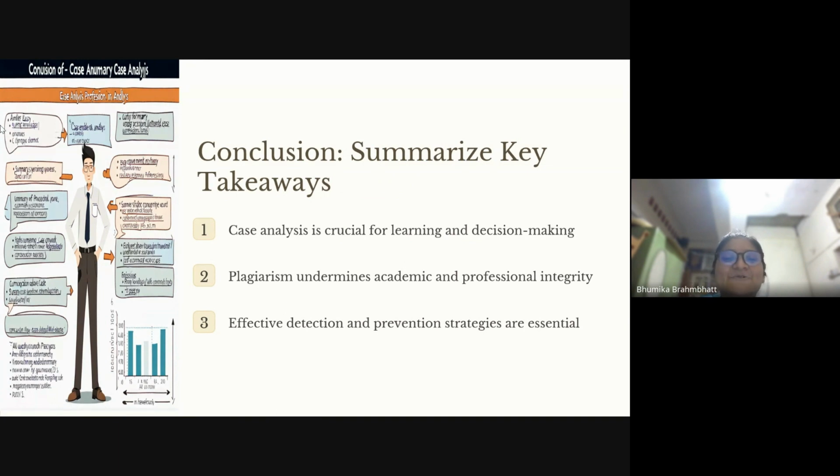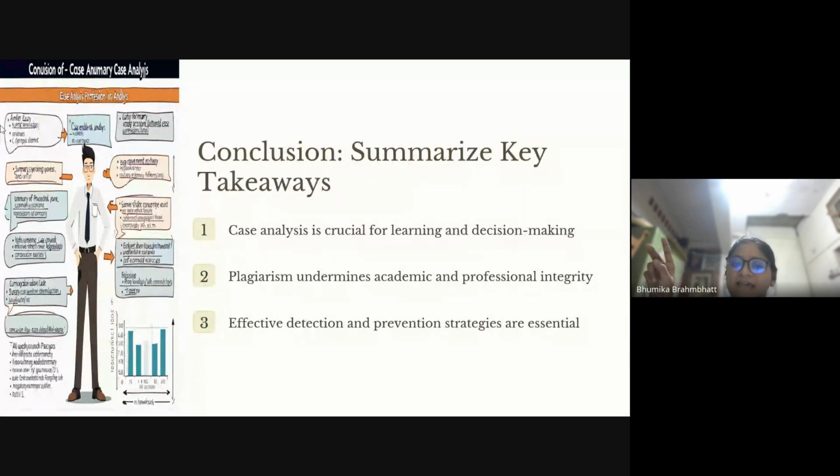Okay. So these three are the tips and also the key summary takeaways for all of you. Because ये image भी कुछ ऐसा ही बता रहा है कि क्या क्या करना है क्या क्या नहीं करना है, which is very confusing, right? So first, case analysis is critical for learning and decision making. You should be critical in decision making, but as per the relevant source.